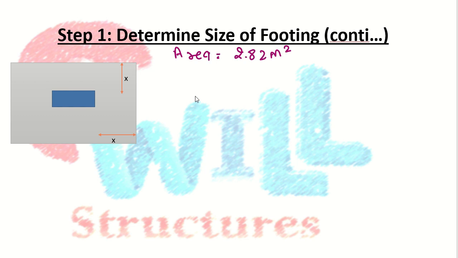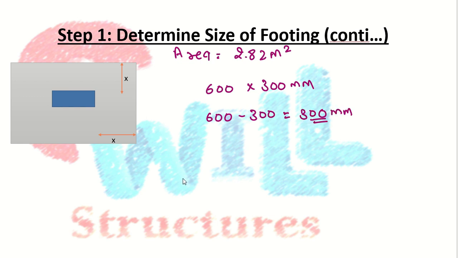Now how to do that? For that, let's take the difference between the dimensions of the column. My dimension of the column is 600 by 300 mm. Okay, I'm taking the difference, 600 minus 300, it is 300 mm. So the best way is to keep the difference between the dimensions of the footing at 300 mm, or we can say it is 0.3 meter, right?